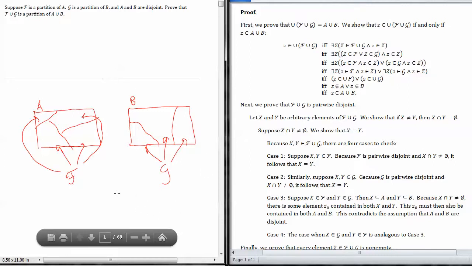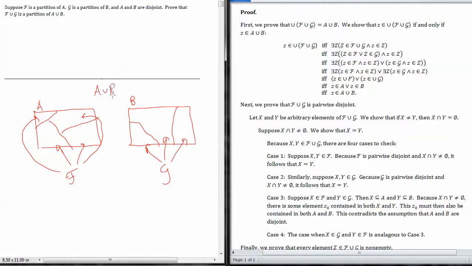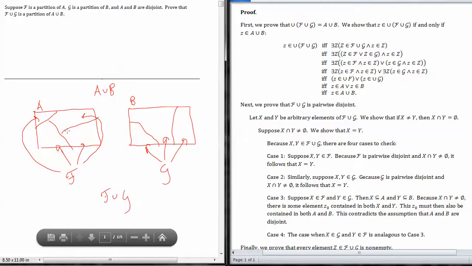And now what I'm doing is considering the union of my sets, A union B. So that's just the 2 rectangles together. And then I'm also looking at the union of the partition, which means I'm taking these 4 subsets of A together with these 3 subsets of B. So F union G is going to have 7 elements in this case. And the claim is that these 7 elements give 7 subsets of A union B, and give us a partition of A union B.